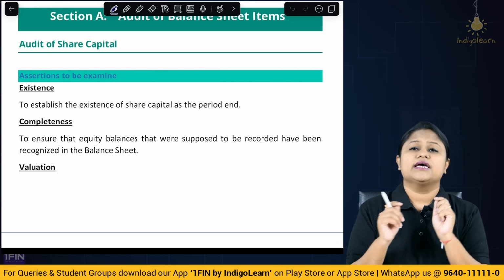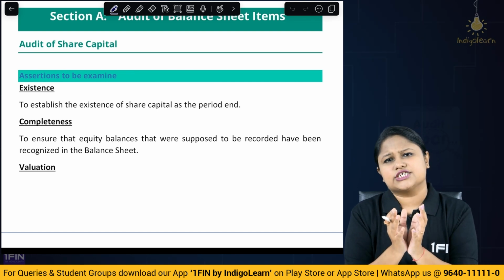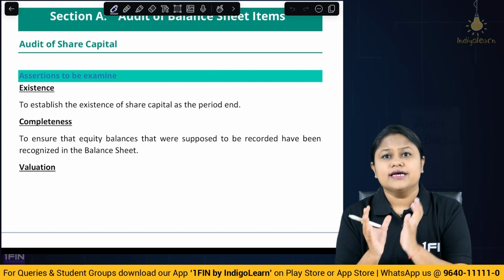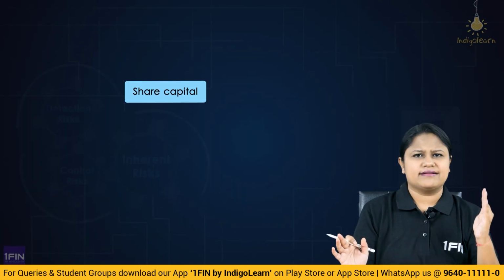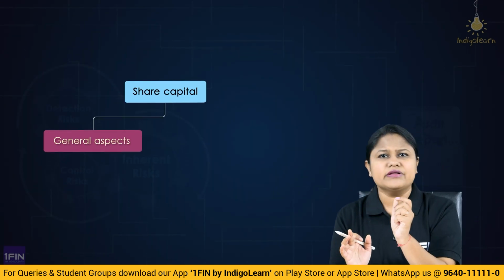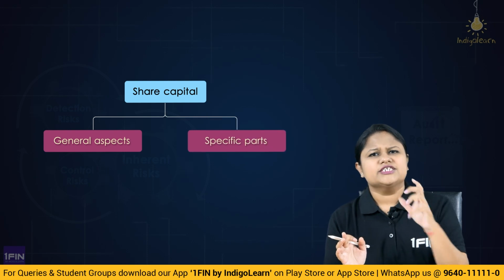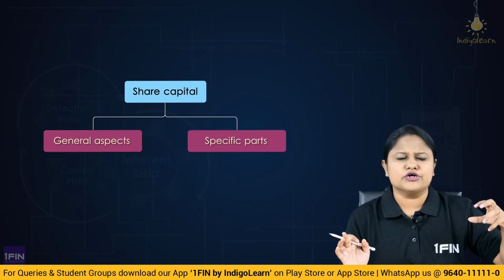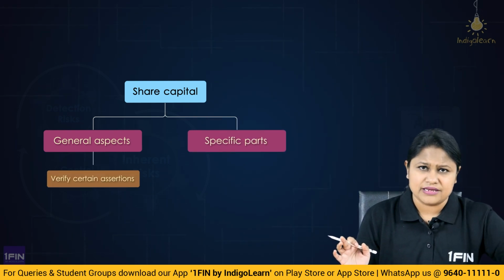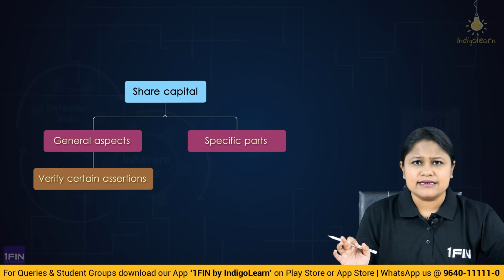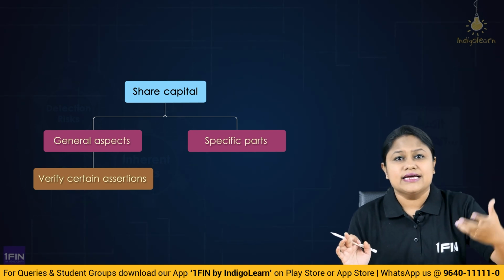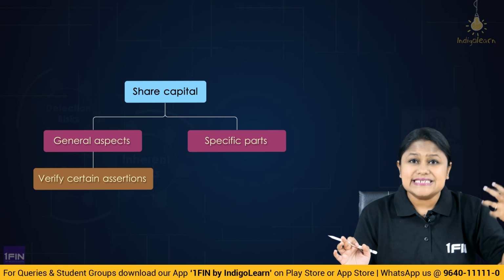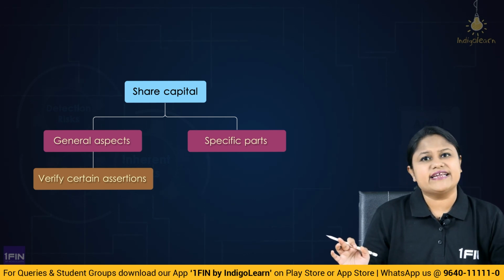Clear? All right. Now, this entire discussion of audit of share capital, we are going to bifurcate into two parts. First, we are going to do general aspects, and then we will pick up specific parts. General aspects as in, basically we are going to verify certain assertions: existence of share capital, completeness of share capital, valuation of share capital, whether it is done appropriately or not, and presentation and disclosure, appropriately or not.